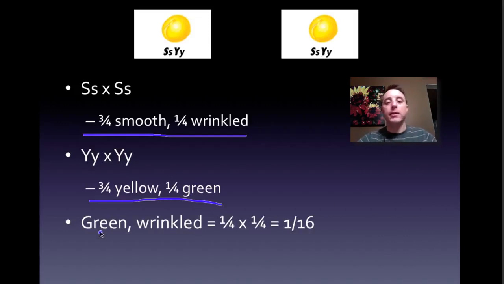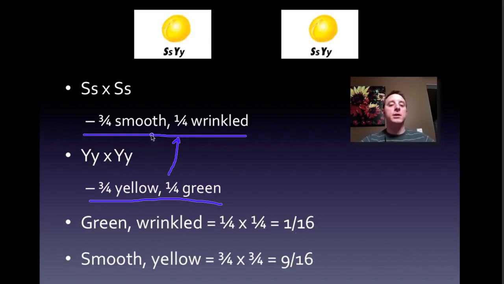So if we want to figure out how many green wrinkled peas there would be, we take 1/4 times 1/4, and we get 1/16. Or say we want to know how many smooth and yellow we would get. So we multiply these two together: 3/4 times 3/4 is 9/16.